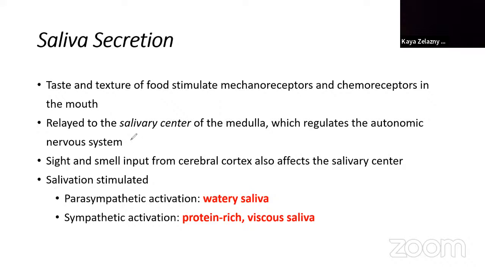So when you have this input and you notice that you are in the presence of food, this is going to stimulate the secretion of saliva. So you're going to produce more saliva. And depending on which part of the autonomic nervous system, so we have the two parts, the parasympathetic and the sympathetic, we're going to create different types of saliva. So parasympathetic activation would create a kind of watery saliva. And it's the sympathetic activation that's going to create this protein-rich, more viscous, sorry, sticky kind of saliva.